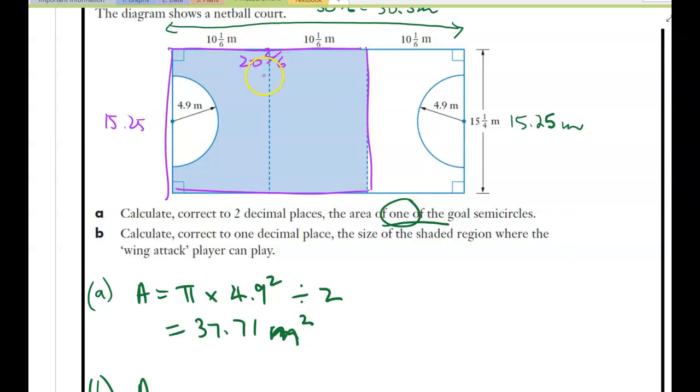I don't like how they've done that. If you're doing this on the calculator, it's 20 plus 2/6, which is 20 plus 1/3. It does round to 20.3, but it is 0.3 recurring. So 20 plus 1/3 is better to write.